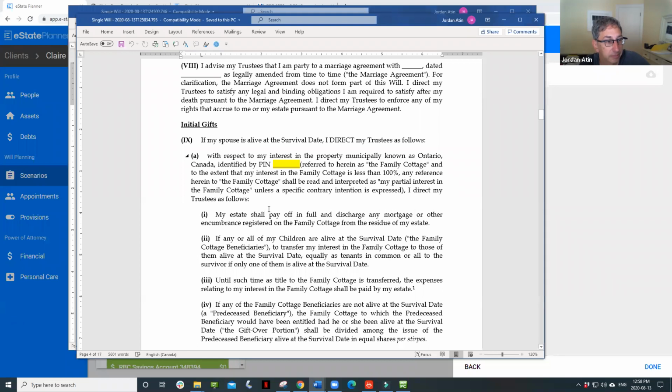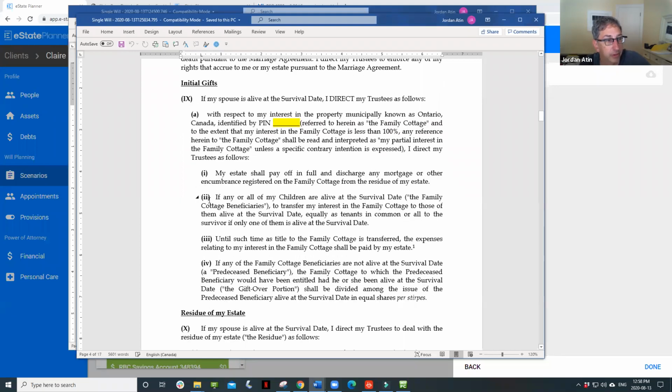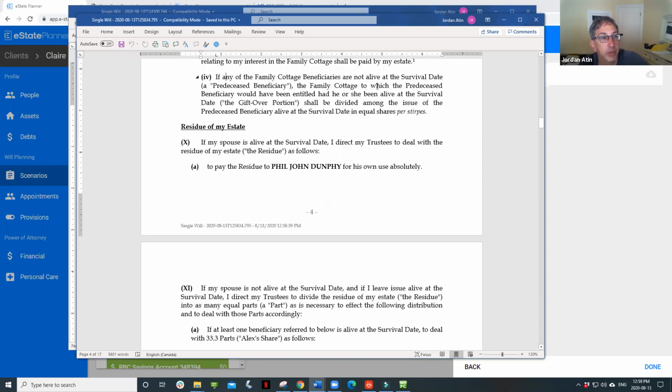Okay. So this says, if any or all of my children are alive at the survival date, it avoids this lapse problem, and then transfers to those who are alive. And if any of my beneficiaries are not alive, the family cottage, so you would have to redraft this, but the portion of the family cottage to which the predeceased beneficiary would have been entitled shall be divided among the issue of the predeceased beneficiary. So that's how you would do that.